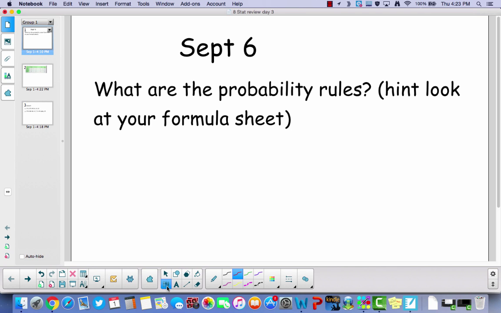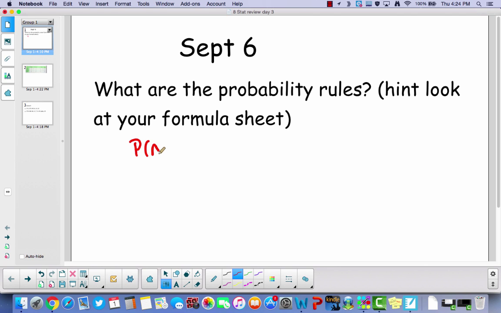So would you take a minute and do this warm-up, please? What are the probability rules? You might want to look at your formula sheet if you need some hints. Okay, so pause it here so you can look. All right, so you should have these formulas.